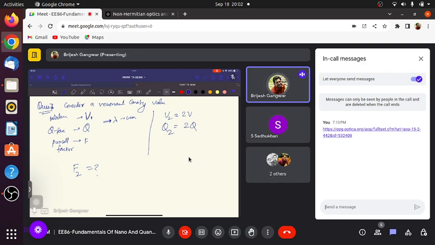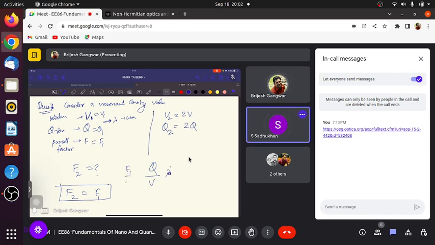I will say this is V1, Q1, F1. It remains constant at the same lambda. So F2 will be F1. Why? Q upon V, lambda is constant. So F1 by F2 will be Q1 by V1 multiplied by V2 by Q2. So this will be Q1 by V1 multiplied by 2V1 upon 2Q1. So it will be F1 equal to F2.